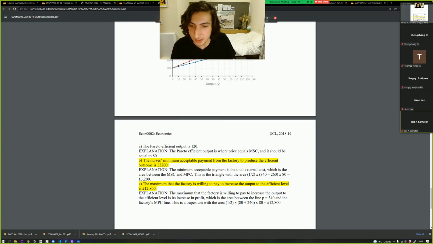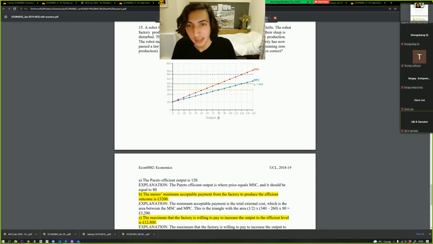So it's also saying the nurses' minimal acceptable payment from the factory to produce the efficient outcome is 3,200. How you calculate that value is, okay, I think I've got this. Yeah. So you can see. Let me just make a boundary here. This area is the minimal acceptable payment. Okay. Is that clear? I'm not even going to wait for a response. This is the minimal acceptable payment.